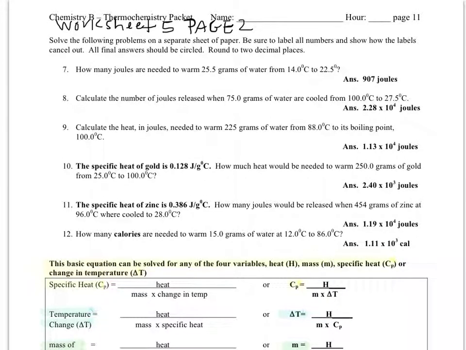This is the Thermochemistry packet, worksheet 5, part 2. So I am on the second page of worksheet 5 in the Thermochemistry packet right now. And hopefully you've already done through problem 12 on this worksheet. The first video, the worksheet 5 part 1 video, explained how to do the first 12 problems.